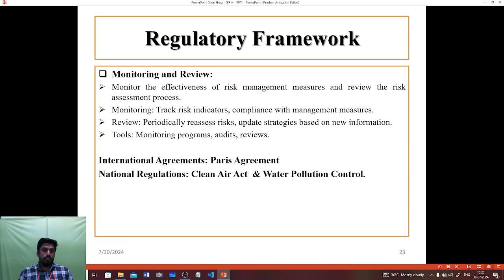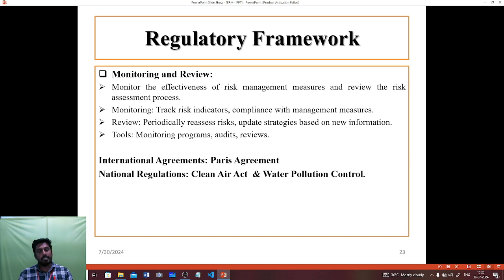The last one is monitoring and review. Monitor the effectiveness of risk management measures and review the risk assessment process. It is very useful for this process. That means the regulatory framework will be very helpful for monitoring our entire project, reducing any risk factor and identifying the risk factor, and giving solutions, so particular actions will be taken to avoid or reduce the risk. So monitoring is very important for the regulatory framework.